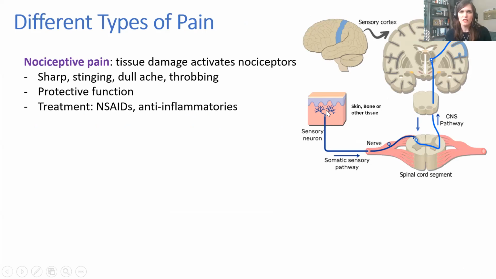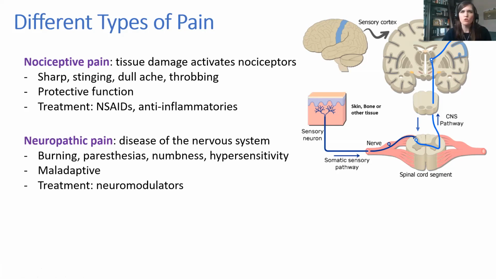This occurs when tissue damage activates nociceptors in the periphery, so either the bone, skin, or other tissue, which then sends signals through the peripheral nervous system to the spinal cord, where it's processed in the sensory cortex of the brain. Nociceptive pain usually presents with sensations such as sharpness, stinging, aching, or throbbing, and it serves an important protective function in the body to protect against further tissue damage. Treatment for nociceptive pain is usually anti-inflammatory drugs such as nonsteroidals.